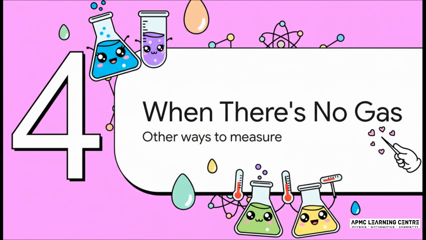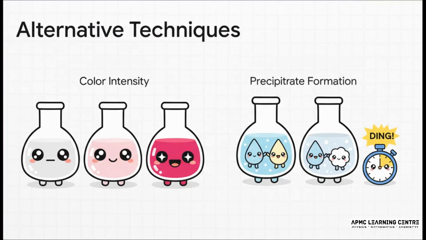Now, these gas measuring methods are awesome, but what if your reaction doesn't make any gas? What do you do then? Do we just throw our hands up and guess? No way. Chemists have a few more tricks they can use. Really, the key is to track any change you can see or measure.